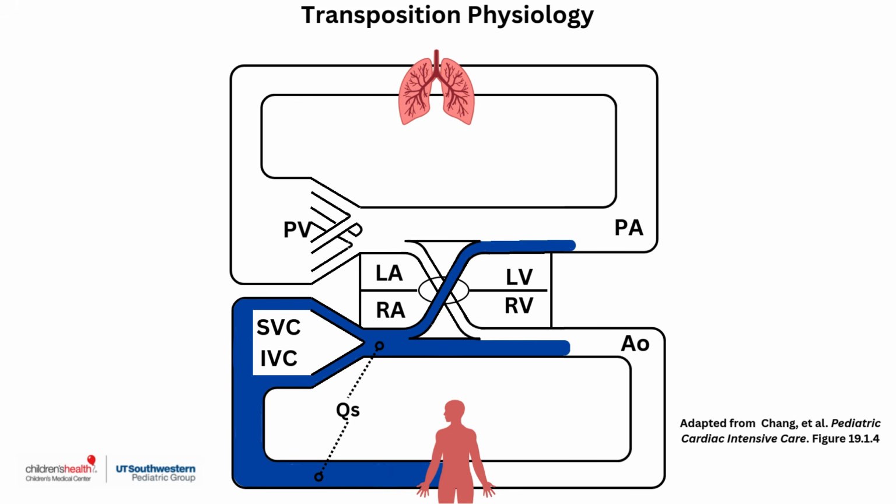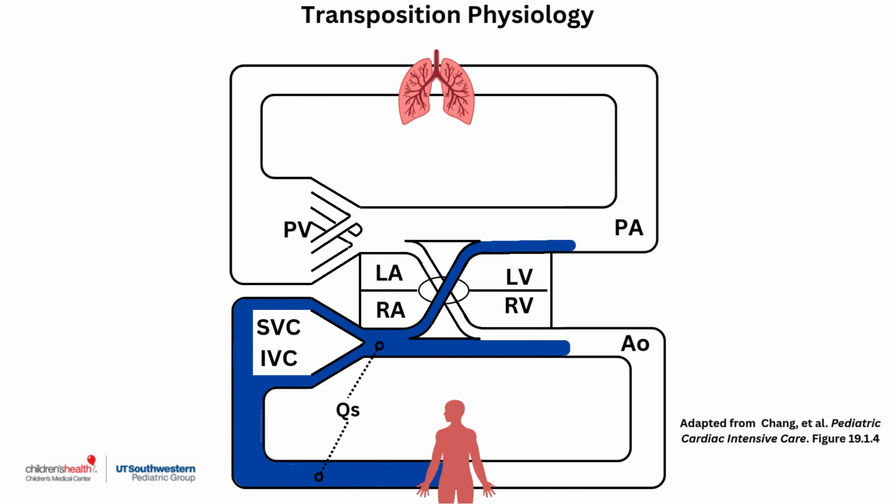Once this blood returns through the systemic veins to the right atrium, the majority of the blood continues to the right ventricle and back to the aorta due to the abnormal ventriculo-arterial connections in patients with d-transposition. All of the blood that continues from the right atrium to the right ventricle to the aorta is a physiologic right-to-left shunt because it completely bypasses the lungs and goes straight back to the body without undergoing oxygenation.